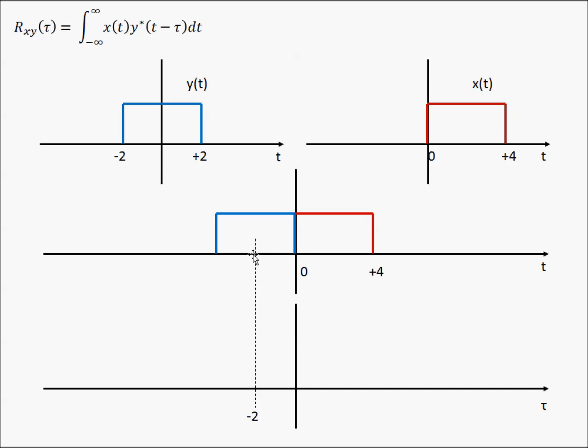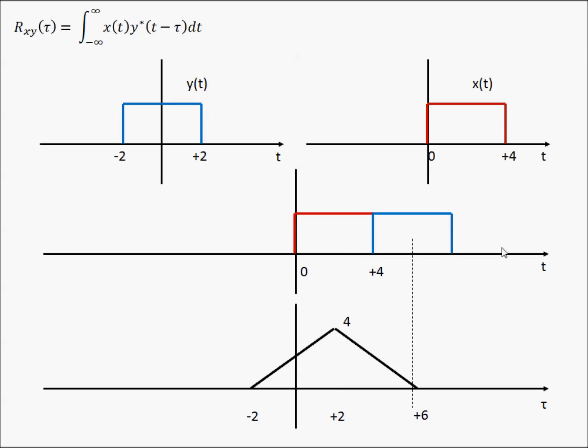At the points where they do intersect, you see that again, whereas in the previous example it was at minus 4 they started to overlap, in this case they begin to overlap at minus 2. So at minus 2 the functions begin to overlap. When tau equals minus 2, the functions begin to overlap. When we get to positive 2, the functions are completely overlapped. They're both centered at 2. We again get our area of 4. Continue to slide on y of t.